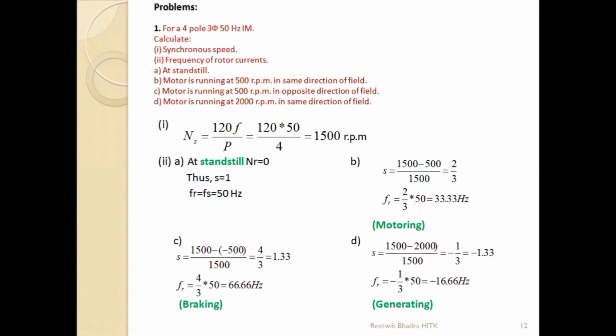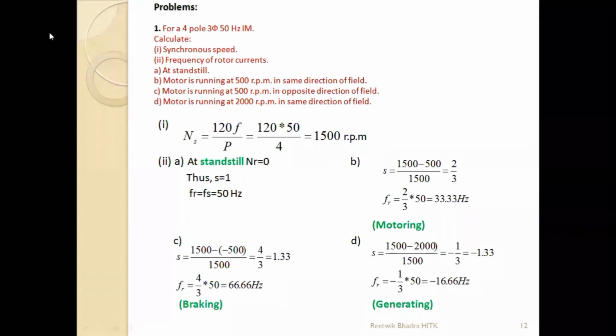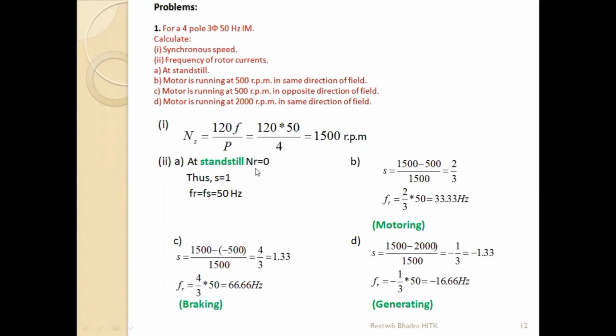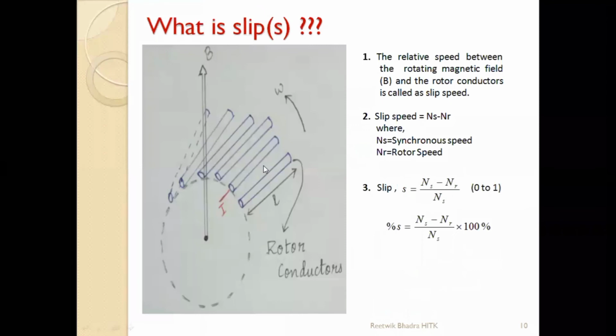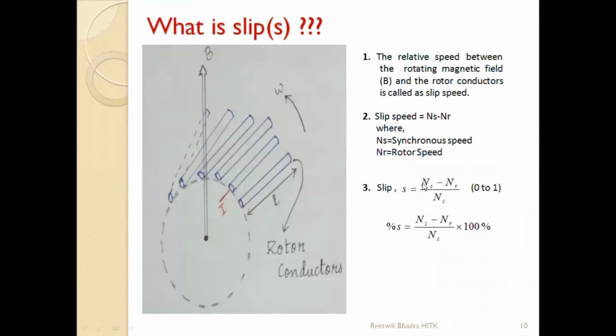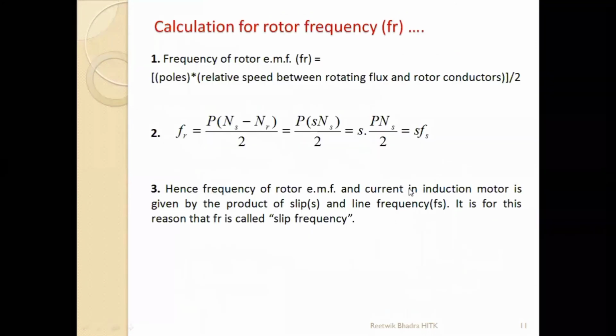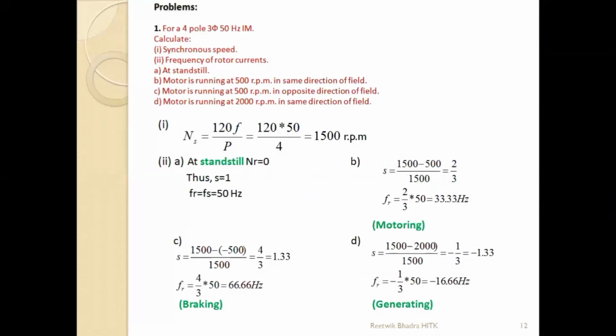Each time some conditions will be given, and each time we have to calculate our slip. The first condition is standstill. What does standstill mean? My rotor is not rotating, so nr will be 0. Just remember this formula: if nr is 0, then slip is ns by ns, so slip is equal to 1.